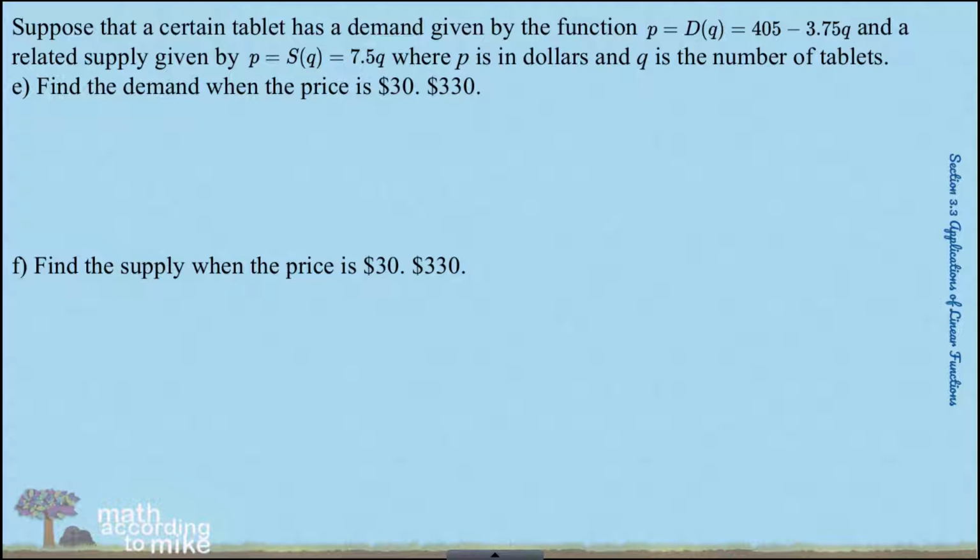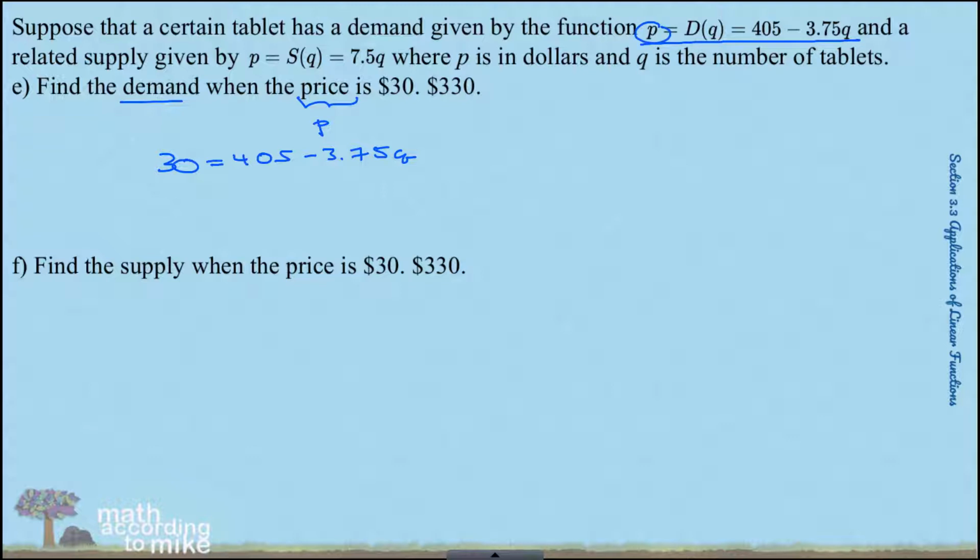So I'm giving you values for P here. We're going to put 30 and then 330 in for the P in the demand function. The first one will be 30 equals 405 minus 3.75Q, because again, we're using the demand function up here, and we just replaced P with 30.